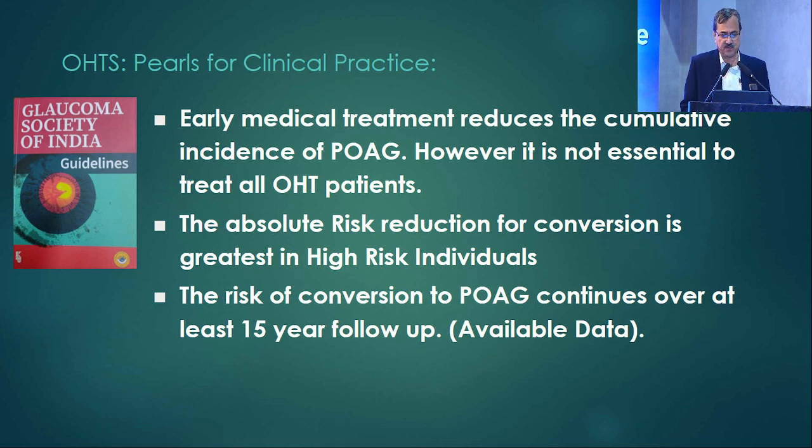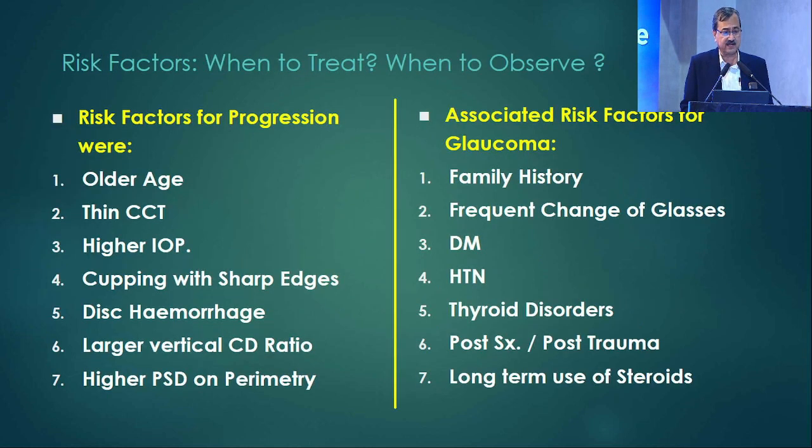The conversion to POAG continues over the 15-year follow-up with the available data. The risk factors of progression were older age, thin CCT, and higher IOP, which you must treat. Theoretically they may say above 28 to 30, but practically in our clinical setup, for me, the personal cutoff is about 26 to 27. Other factors are cupping with sharp edges, disc hemorrhage, larger vertical cup disc ratio, and higher PSD on perimetry.